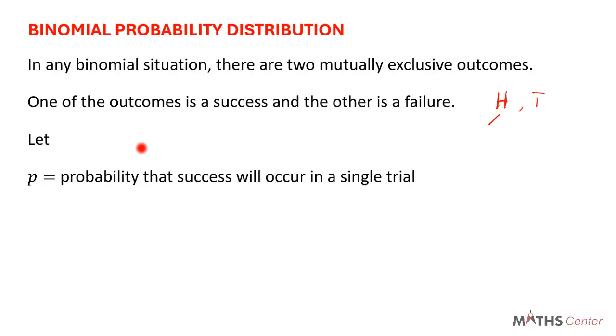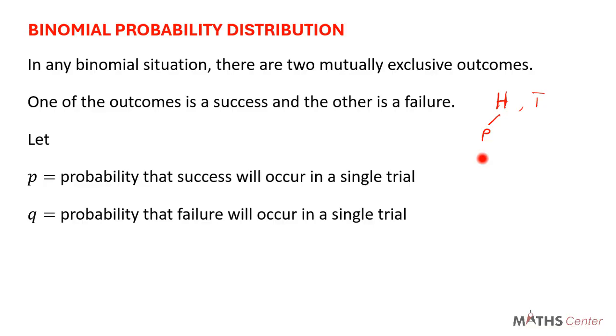And let's denote the probability of getting a success with P. Let's denote the probability of getting a failure in a single trial with Q. So in this case, if getting a head is success, then getting a tail will be failure. Let's denote that with Q. Let's say that the trial was repeated n number of times. So here the coin was tossed, let's say 8 times. So the tossing of the coin was repeated 8 times. So that would be n, which is the number of trials.